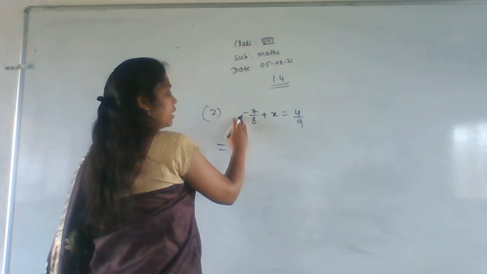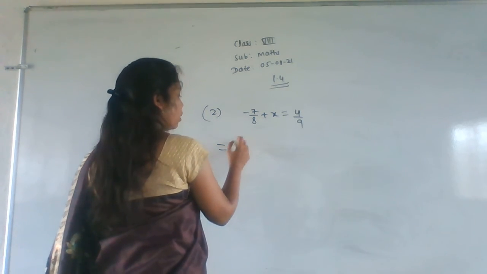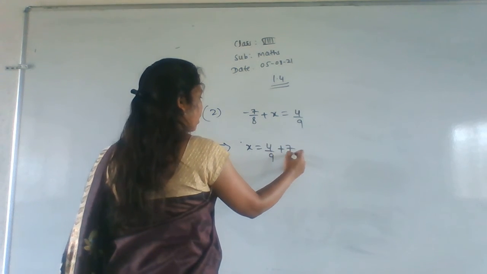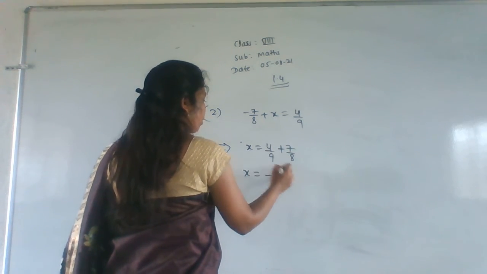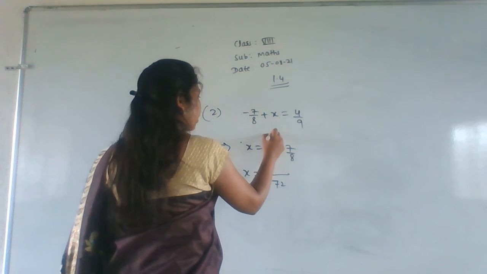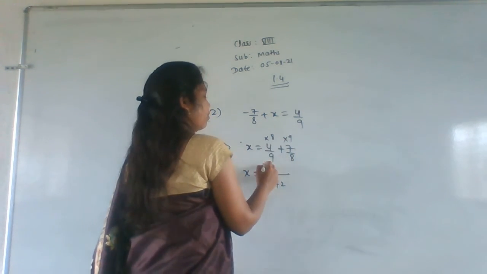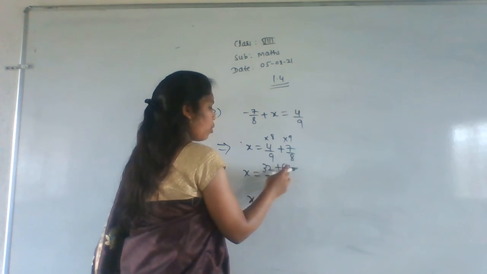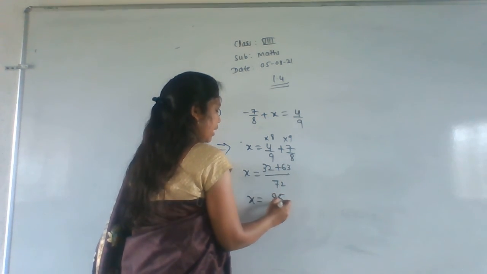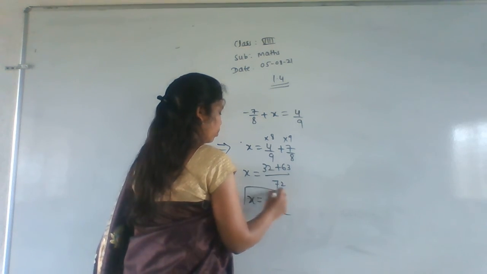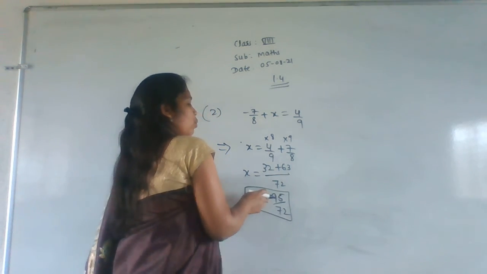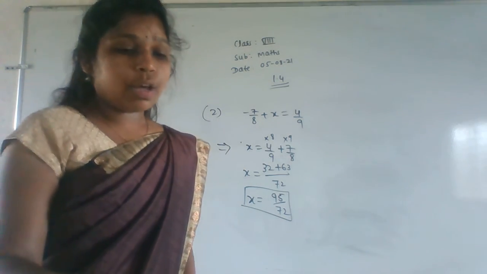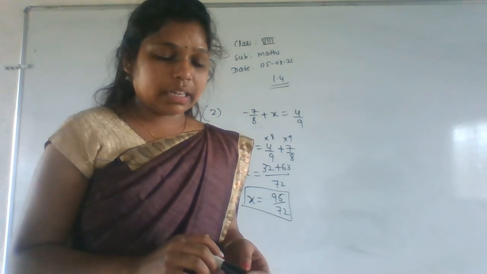Now take minus 7 by 8 to the RHS side. That will be plus 7 by 8. So x is equal to, LCM is 72. Here 8 4s are 32, 9 7s are 63. So now x is equal to 95 by 72. Getting everyone? X is equal to 95 by 72 is the answer. Hope everyone is understanding what I am saying here.